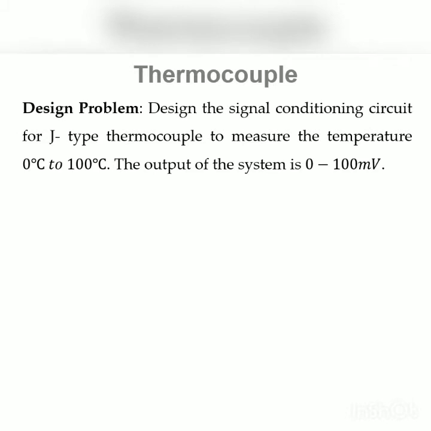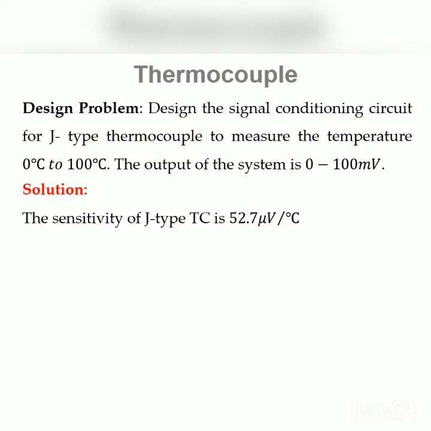Here we will see one illustrative case, that is, a design problem. Design the signal conditioning circuit for a J-type thermocouple to measure the temperature from 0 degrees Celsius to 100 degrees Celsius. The output of the system should be 0 to 100 millivolts.